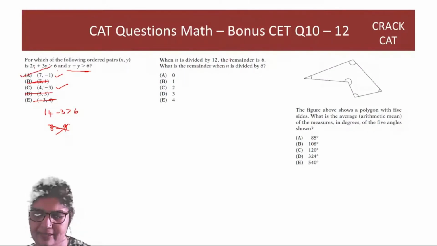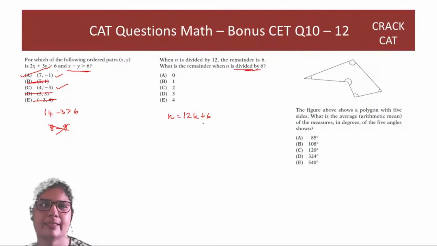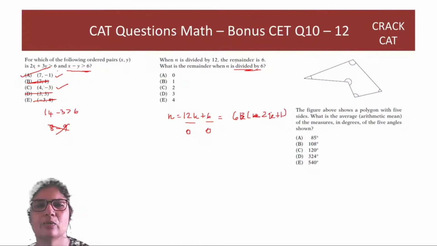When n is divided by 12, the remainder is 6. So n basically is a multiple of 12 plus 6. What is the remainder when n is divided by 6? तो यहाँ तो 0 आएगा remainder, यहाँ पे भी 0 आएगा. Basically this means it's a multiple of 6. Right? That is what it means. So 0 आएगा.